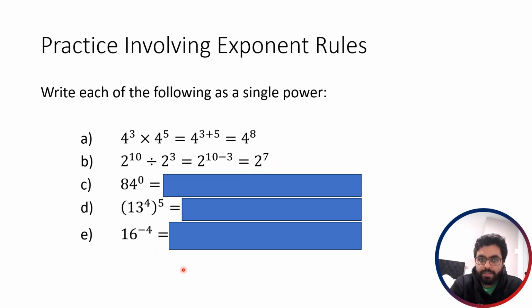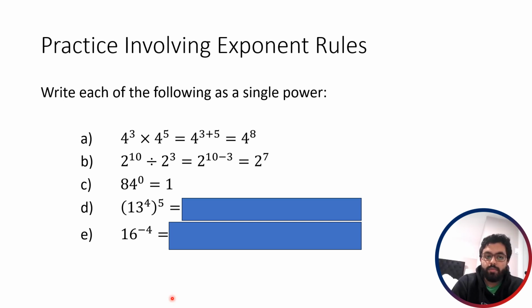The third one, it's technically already written as a single power, but that single power has an exponent of 0, and we know that having an exponent of 0 means that it doesn't matter what your base is, the answer is going to be 1.